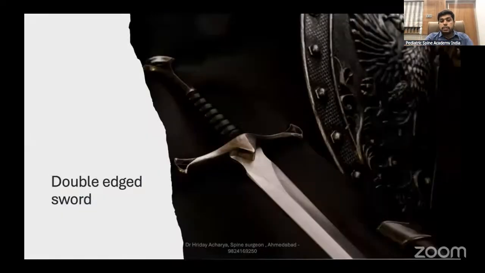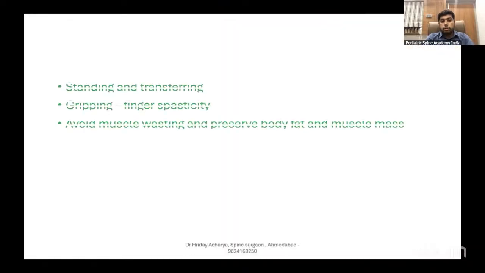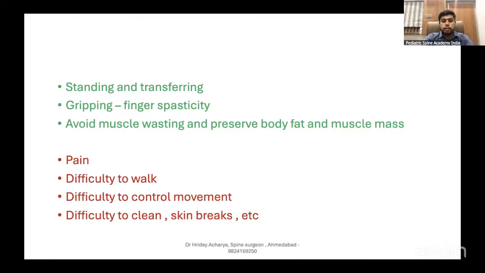Next comes spasticity. Spasticity is a double-edged sword. Why so? Because spasticity helps in standing because the legs are not flaccid. It helps in gripping and avoiding muscle wasting. But on the other side, there is pain, there is difficulty in walking, and difficulty controlling movement.